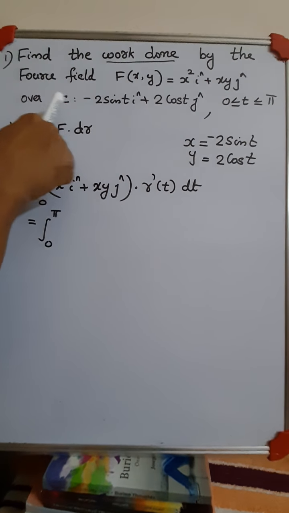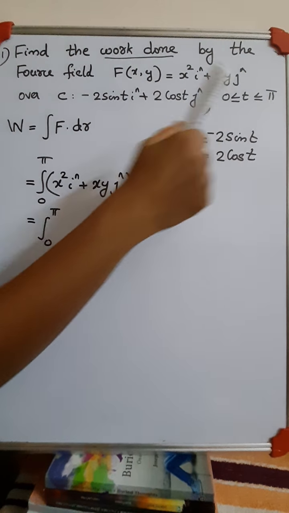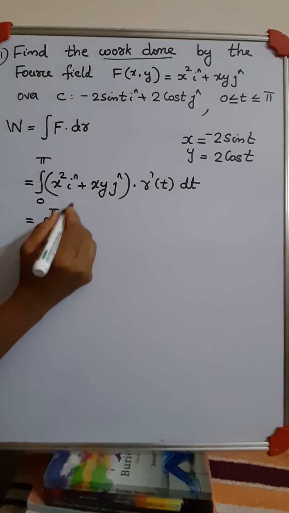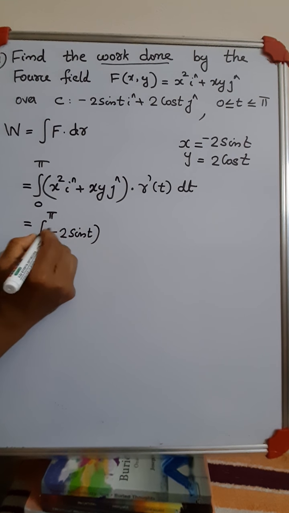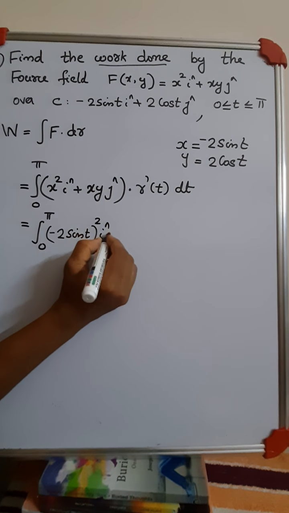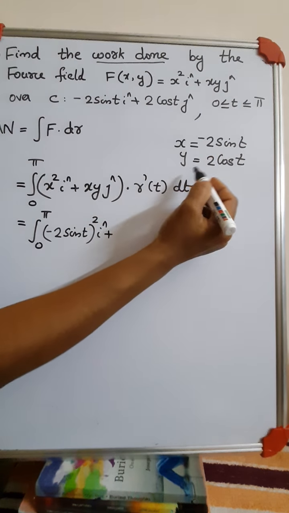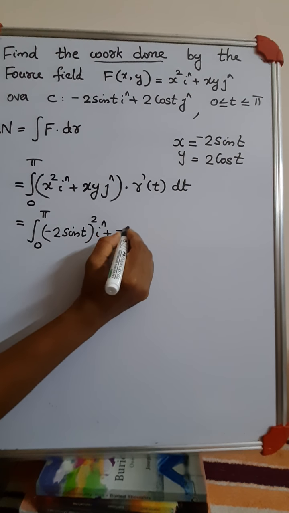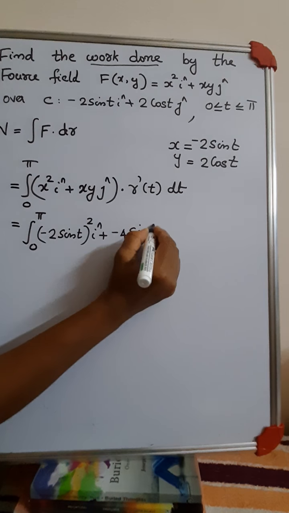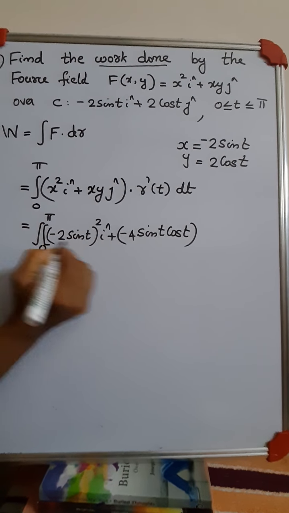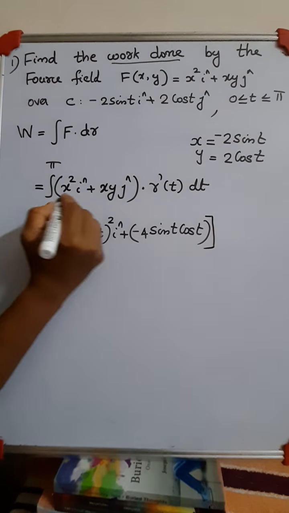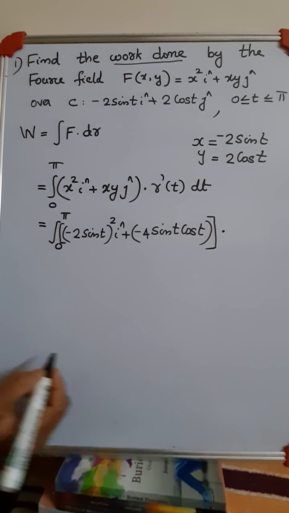From the equation of the curve, we can write x equals minus 2 sin t. x squared is minus 2 sin t the whole squared, into i, plus xy. x into y is minus 4 sin t cos t. That is F of (x, y) dot r'(t).